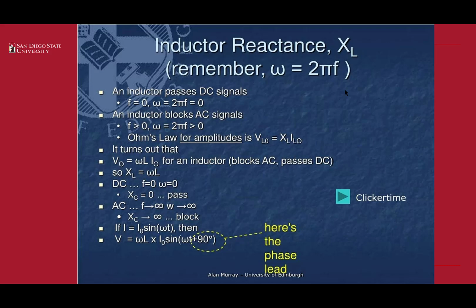For AC, the frequency would be non-zero as well as omega, and XL would be greater than 0, and it will start to block our signals or currents to a degree. And if I is defined as I0 sine omega t, then V must be omega L times I0 sine omega t plus 90 degrees, and here the plus 90 degrees part is the phase lead.